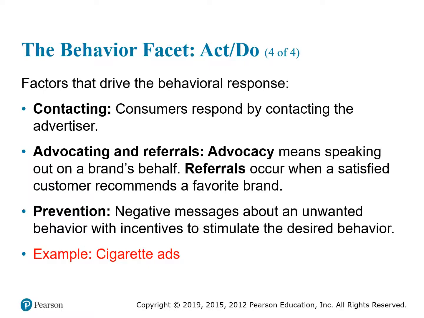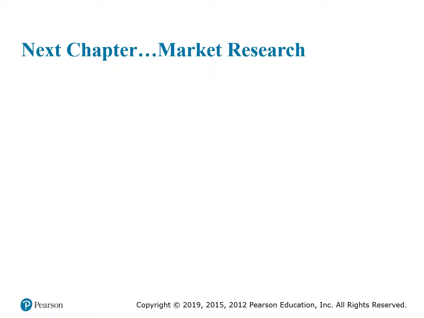Prevention is negative messages about an unwanted behavior with incentives to stimulate the desired behavior. That could be in terms of cigarette ads, things like that. So there's a lot of different facets here. It's not just about trying the product, but it's about not using the product as well. So this is our last slide, but our next chapter will be on market research, chapter 6.